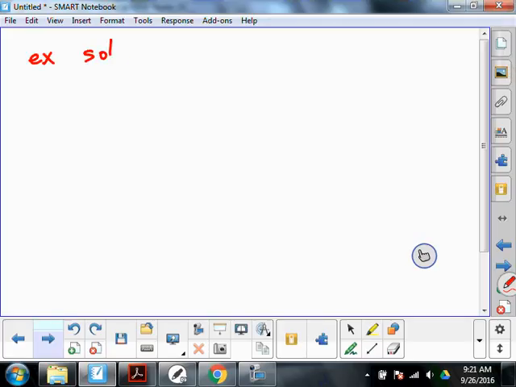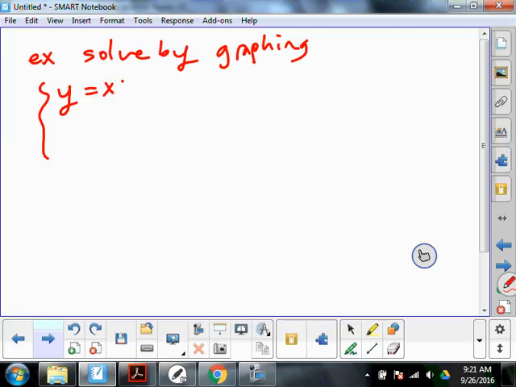Example, solve by graphing. Y equals x plus 6. 2x minus 2y equals 4. Love this one.